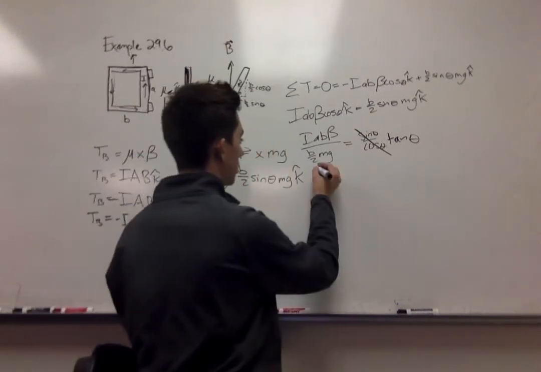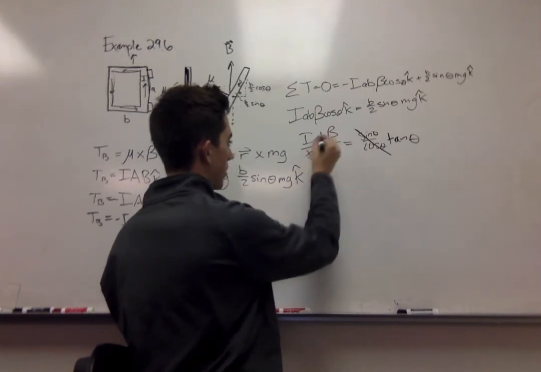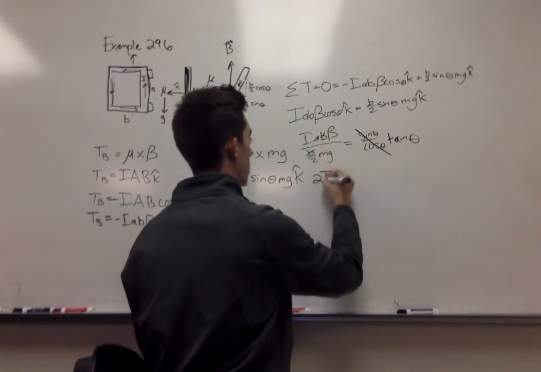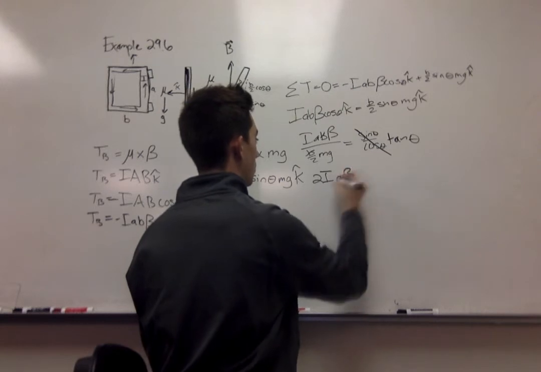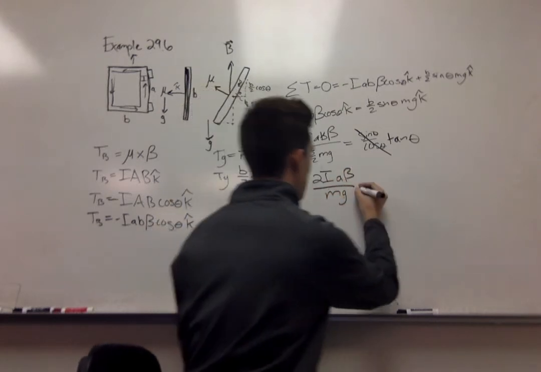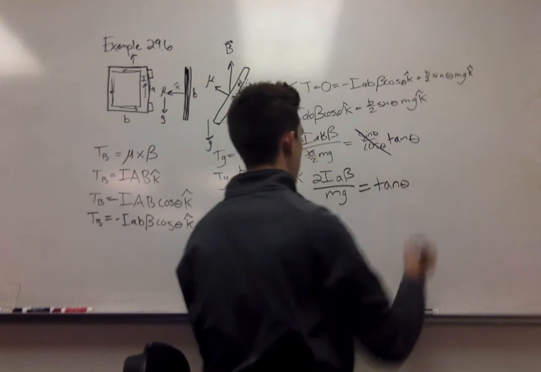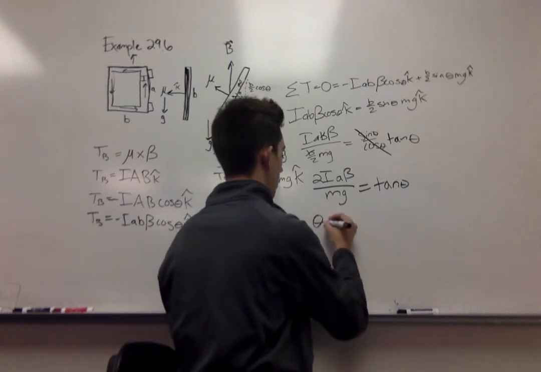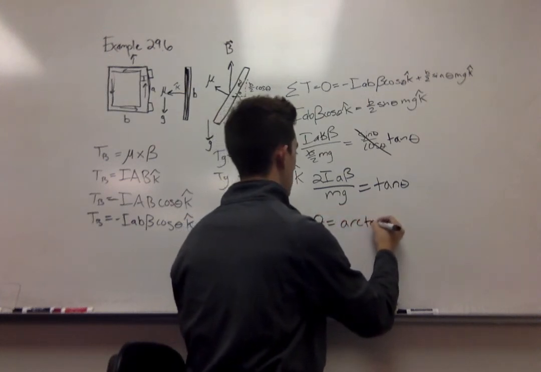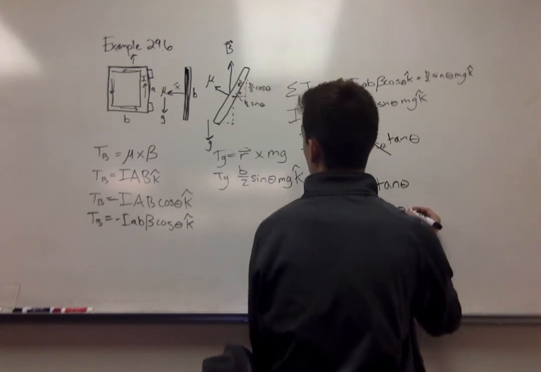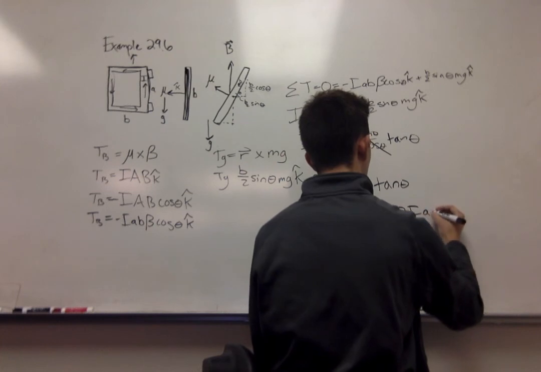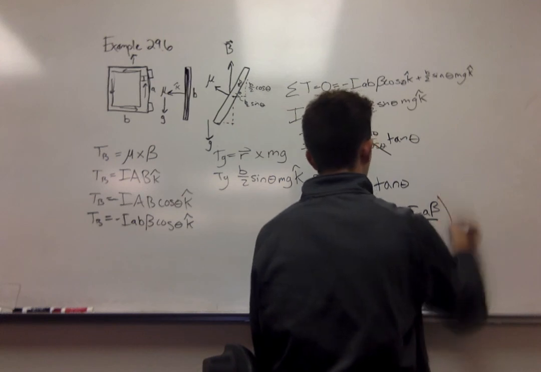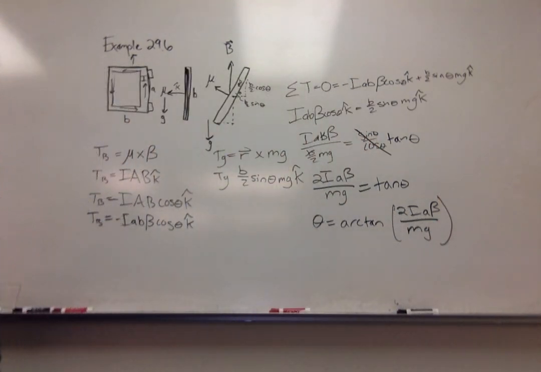Then all we need to do is take a look about how we can simplify this right here. These b's cancel out like that. This 2 will get put up here. So it becomes 2I A B over mg, which is equal to tangent theta. Then all we need to do is take the inverse tangent. Theta is equal to arctan 2I A B over mg. That's it, folks.